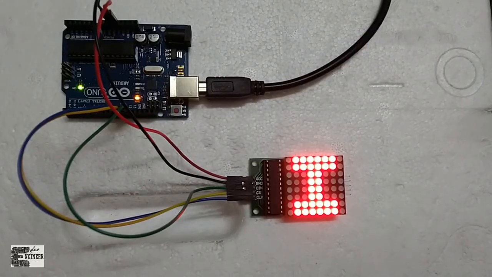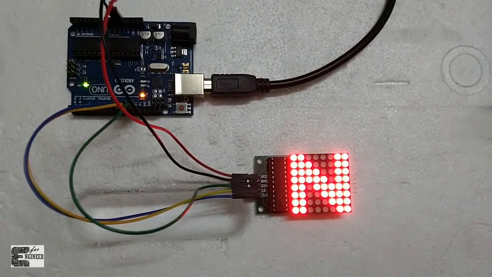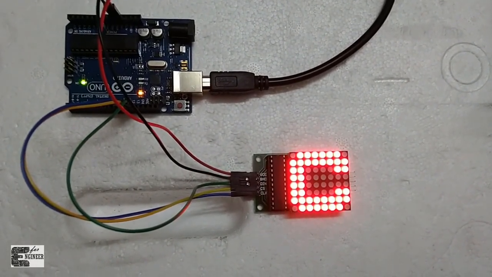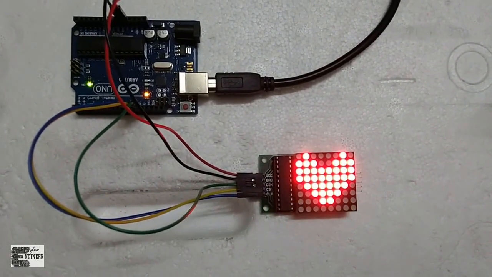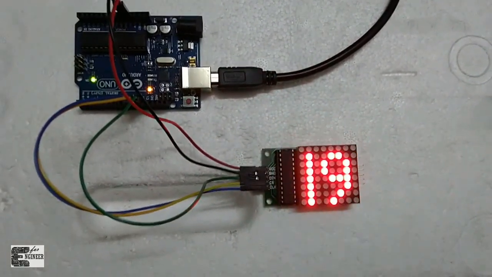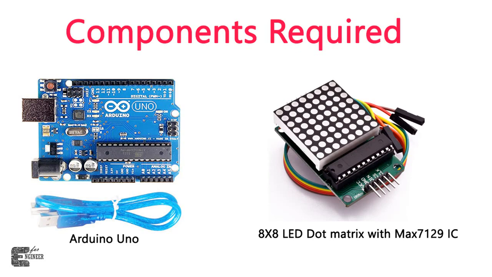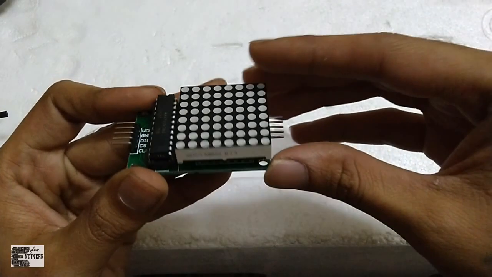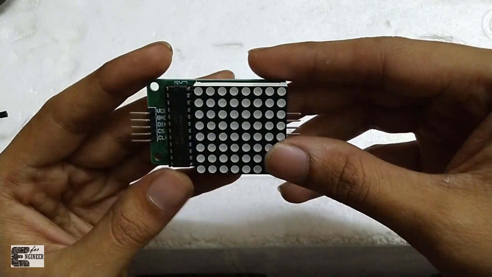Today I will show my love towards my favorite cricket team in World Cup 19 by interfacing a dot matrix display with an Arduino Uno board by using the MAX7219 driver IC. For this simple project, we just need an Arduino Uno board and an 8x8 LED dot matrix, which comes with the MAX7219 driver IC. Now just observe here, it is our 8x8 LED dot matrix.